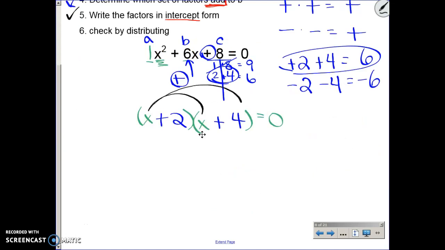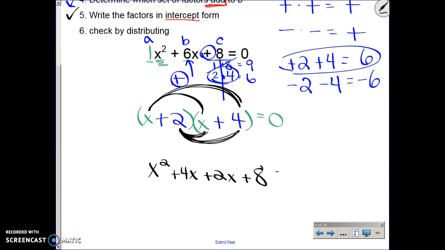Okay, distributing means doing this, doing your arches. If you want to do box method, you can do that as well. I'm just doing this way to get through a little bit faster. X times x is x squared. X times 4 is 4x. 2 times x is 2x. And 2 times 4 is 8.